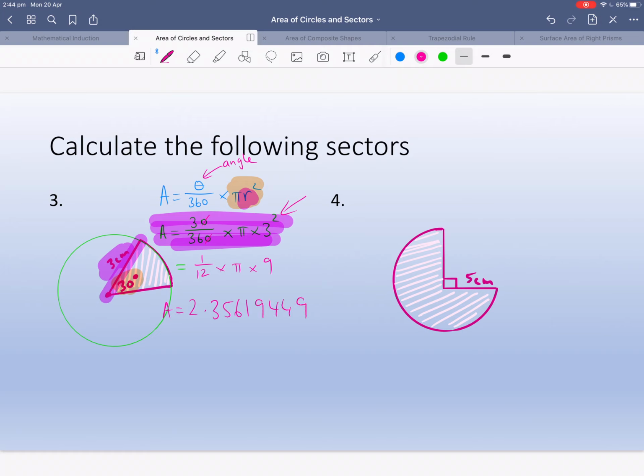2.35619449, and that keeps going. I'm going to put it to 2 decimal places. Remember we're looking at this here, that has to go up because that's 5 or higher. So it's going to be 2.36, and it's going to be centimeters squared. All right. So that's the area of that sector.